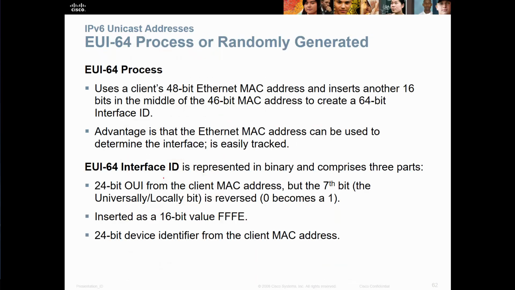Here we have our EUI-64 process, meaning it's a way for us to take a 48-bit MAC address so that we can insert an additional 16 bits in the middle and flip a little thing so that we could create an interface ID based off of our MAC. A big thing here is within our EUI-64, on the interface side, we take 24 bits of the MAC address, and we take the 7th bit and we reverse it or flip it.